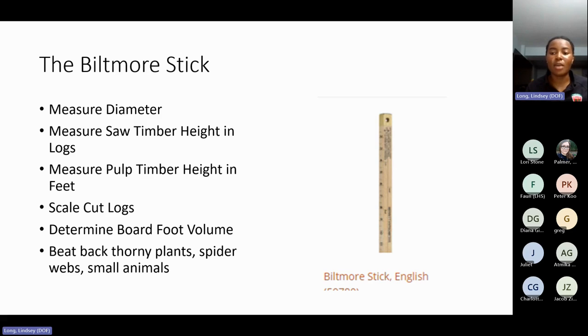Cruising is finding out how much marketable timber there is on a plot. So I should be able to get height and diameter, which will tell me the volume. A lot of times you'll tell a buyer how much volume you have in board feet. Using all that information, the diameter and the height, you can give a buyer the board feet, and they can give you an estimate on how much money you can get from that stand.